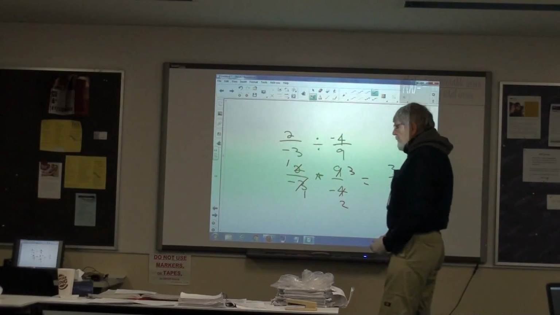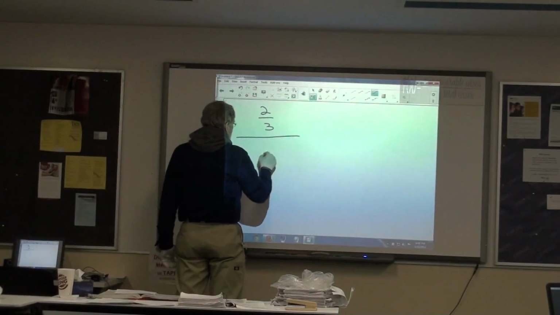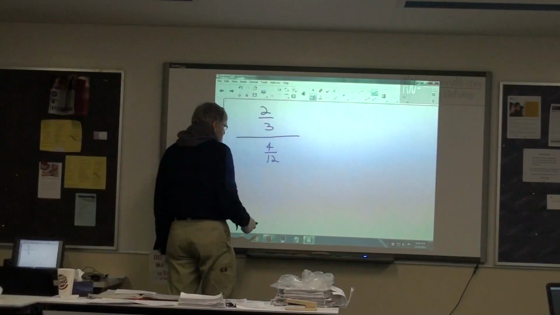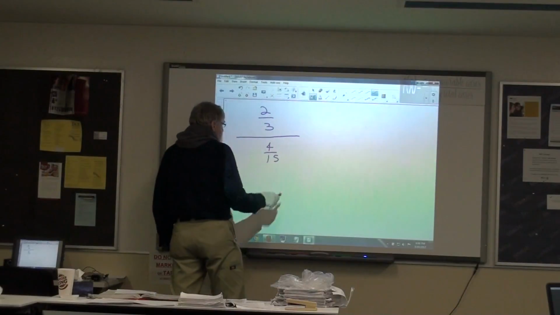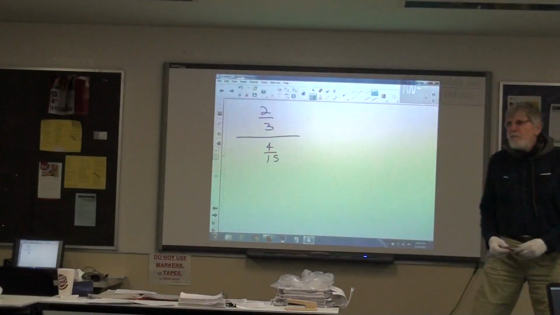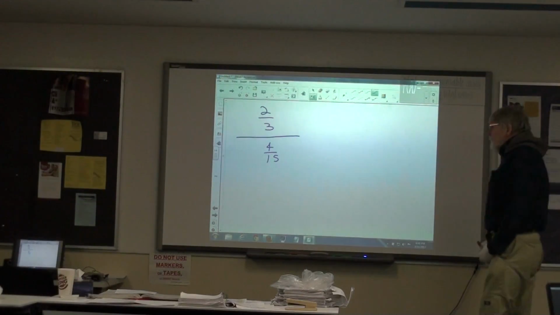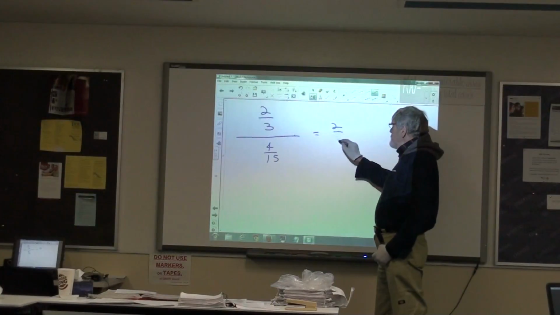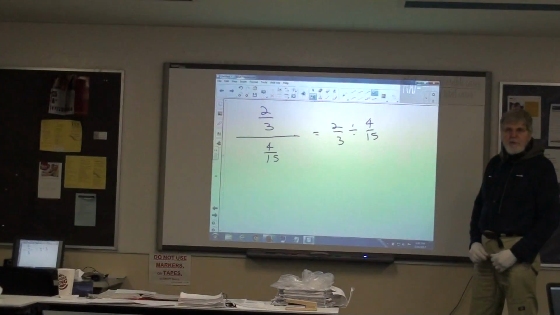And now I'm going to introduce you to a beast that you never wanted to see in your worst nightmare. Suppose I have 2/3 over 4/15. This is what's called a complex fraction. It's one fraction divided by another fraction, and it's really difficult to do in the way that I've written. But it becomes very easy if you remember that this line represents what operation? Division. So this is equal to 2/3 divided by 4 over 15. And now it becomes a very friendly problem. Agree? Question?